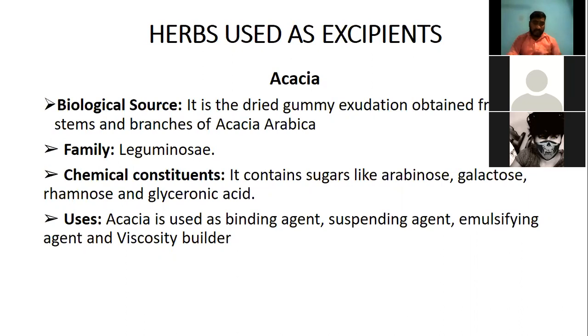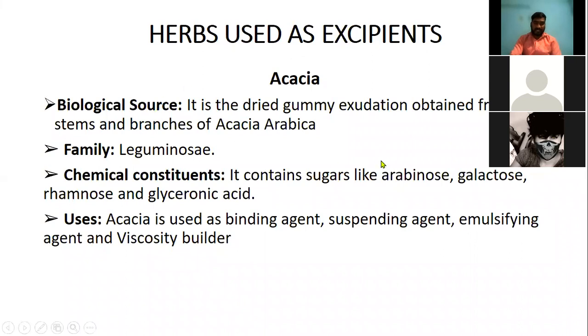So what is the part we have to use? It is the dry gummy exudation, obtained from the stem and branches of Acacia arabica, the babul. You take this dry gummy exudation, the gum, for use as a binding agent, suspending agent, emulsifying agent, and viscosity builder. So this is the example.